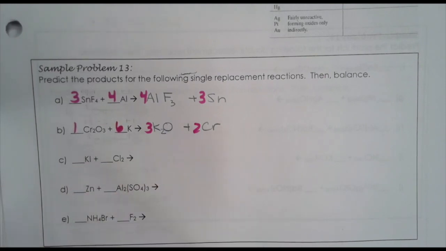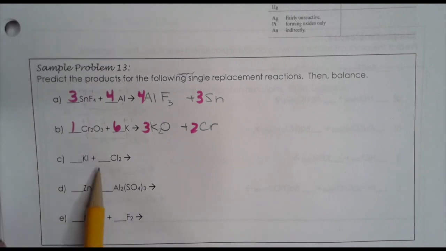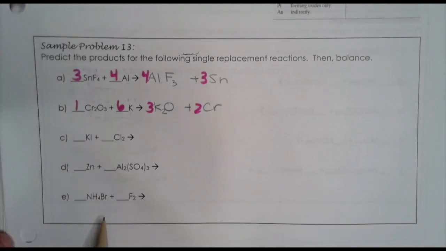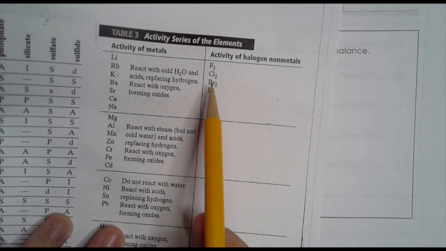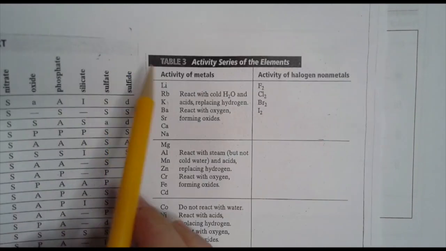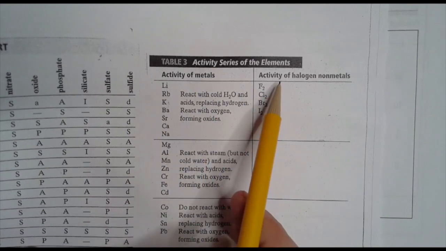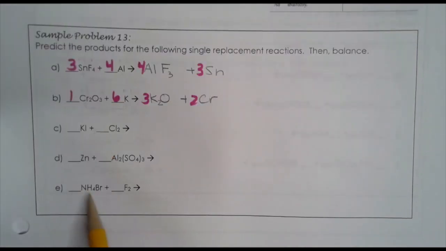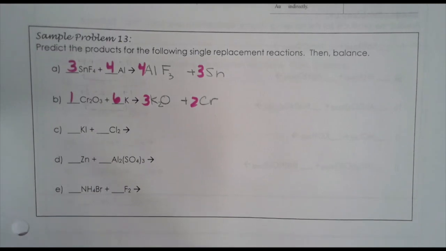I want you to try the rest of these, and before you do that, just remember C and E, you're actually replacing halogens for halogens, and there is that little tiny baby activity series off to this side. So remember that you're not going to find those halogens in this section here, because this is your activity of metals. Therefore, you have to look at the halogen nonmetal side for D, C, and E. If there is no reaction for one of them, which I believe you will find, you can just write NR as your final product. So anyway, give those next 3 a try.